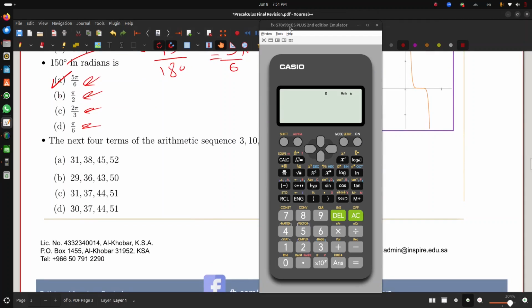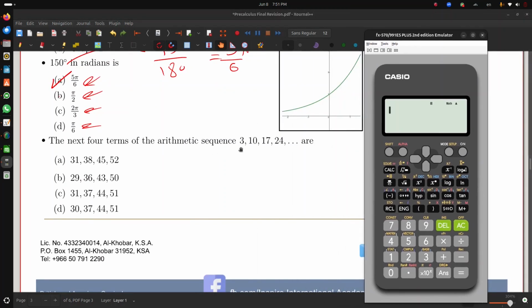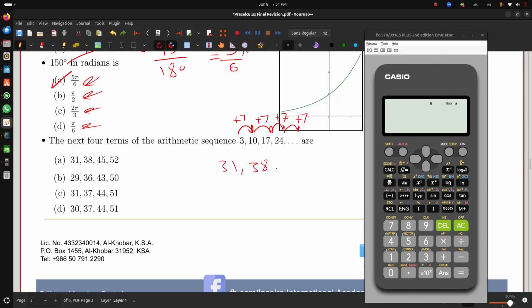Okay, the next 4 terms of the arithmetic sequence 3, 10, 17, 24. This one is very easy. Each time you increase in the arithmetic sequence by 7. So 3 plus 7 equals 10, plus 7 equals 17, plus 7 equals 24. So to find the next number, you will add 7. It will be 31, and then add 7, 38, add 7, 45, add 7, 52. It will be the first one, letter A. Okay, next.